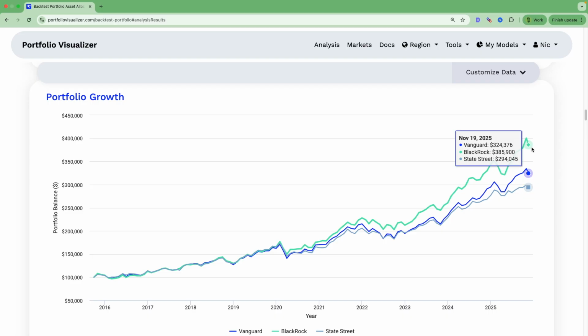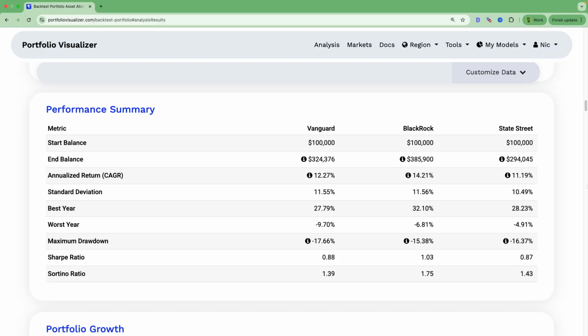grew to 294,000. State Street had the lowest standard deviation, BlackRock had the best year, State Street lost the least in the worst year, BlackRock had the lowest max drawdown, and BlackRock had the best Sharpe ratio. So even though the Vanguard product grew about $30,000 more than State Street, it was more volatile, so the Sharpe ratios are similar. But you can mix and match whatever ETFs you want.